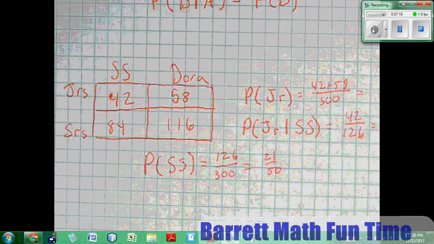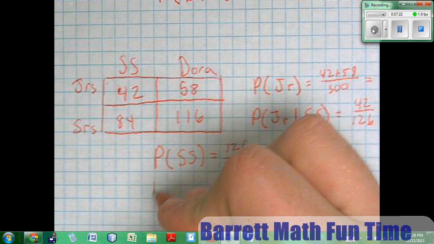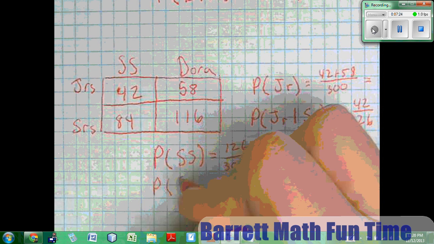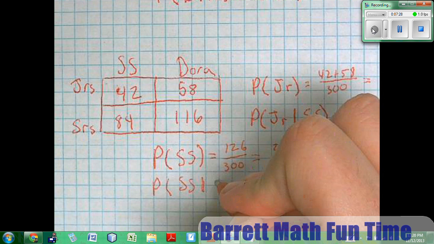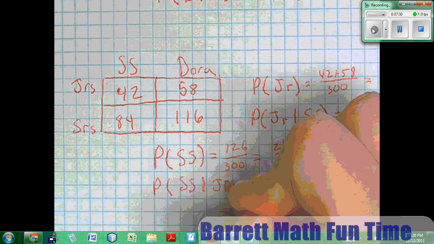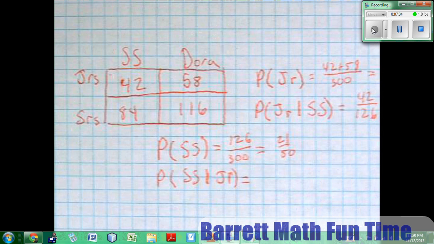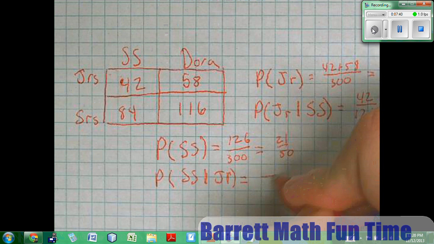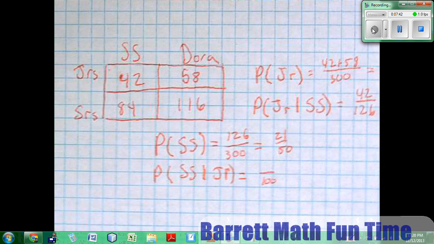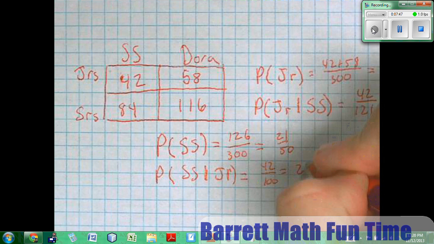Right? Okay. What is the probability of SpongeBob given that they're a junior? So how many total juniors are there? 100. How many juniors chose SpongeBob? 42. And that equals 21 out of 50.